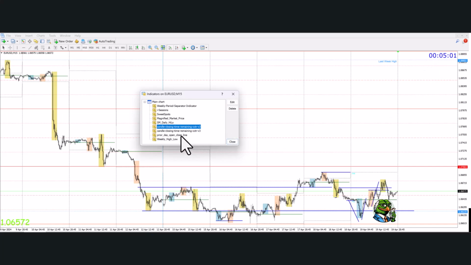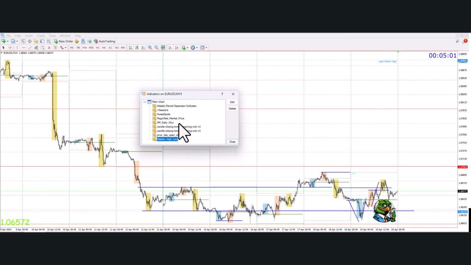Previous day open and close, I don't really use, but it's these green lines, I believe. This light green line shows previous day open and close. And weekly highs and lows, I don't use that either, but it's there: weekly low, weekly high. Okay, so those are the list of indicators.